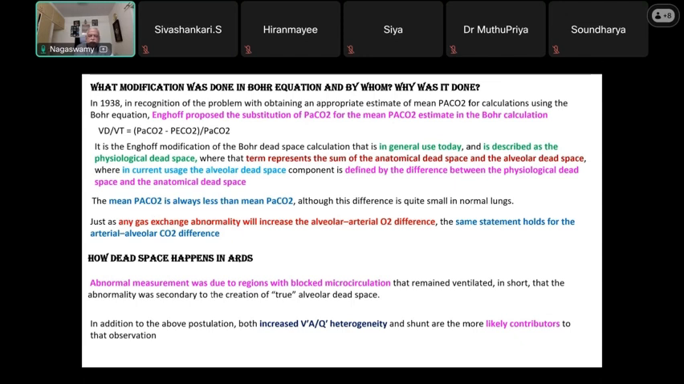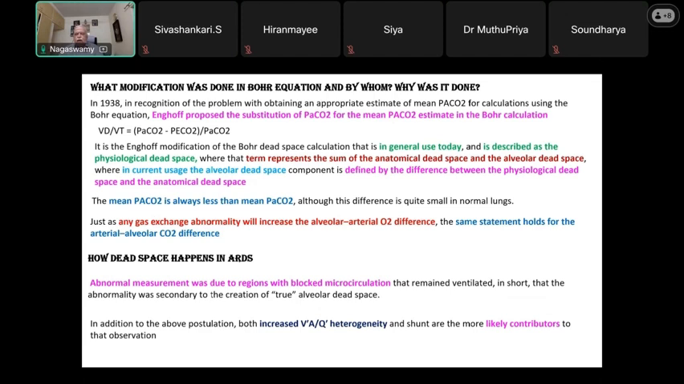Where exactly is this amount of gas present which is not taking part in the gas exchange? Which are all the regions? Conducting airways. Very good. So all of you remember that we had Weibel's classification of 23 generations. I told you in the earlier class the various generations where the tracheobronchial tree is dividing, starting from trachea up to the alveoli.